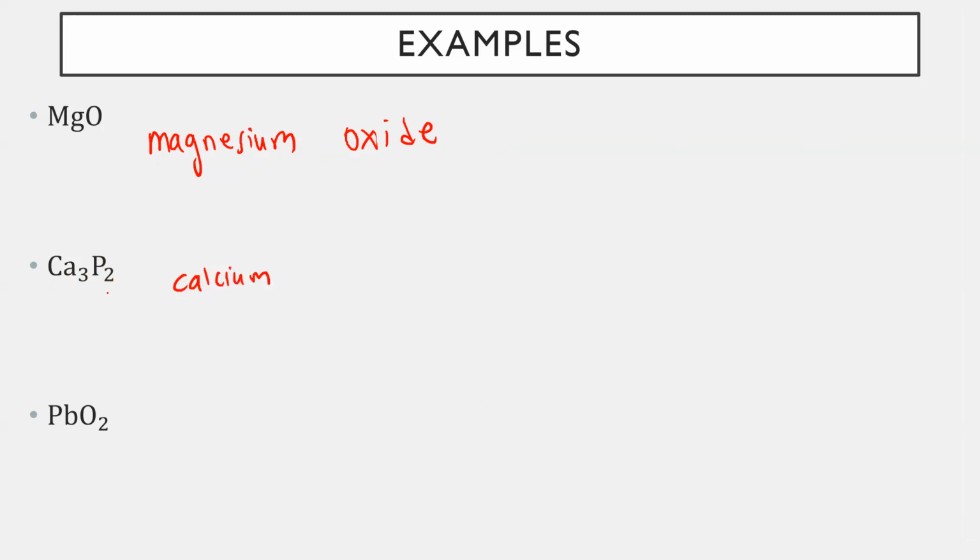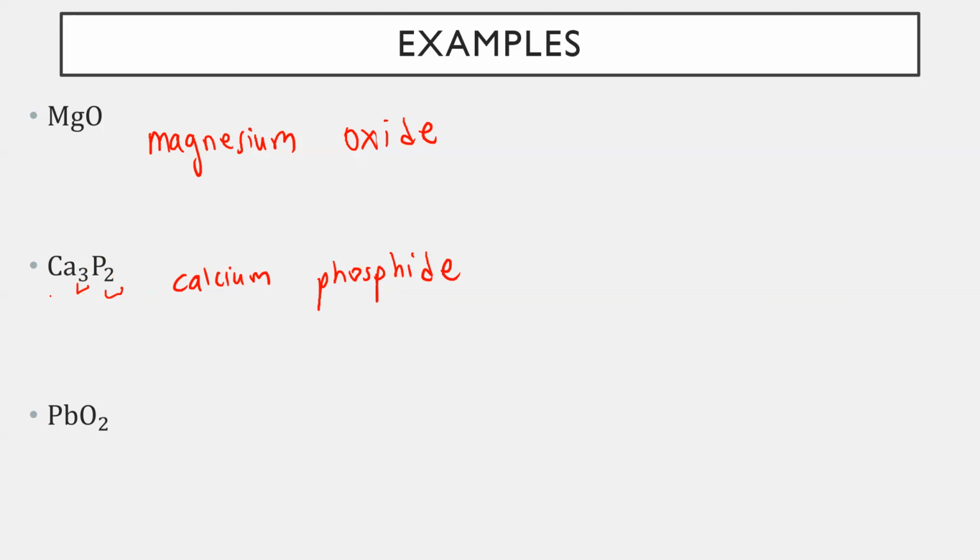And then the P, of course, is phosphorus. So that's going to become phosphide. Calcium phosphide is this one right here. Remember, the numbers here just tell you how many of each you have. It doesn't actually make its way into the name for an ionic compound. It just tells you how many of each of those atoms, or ions, I should say, that you have.